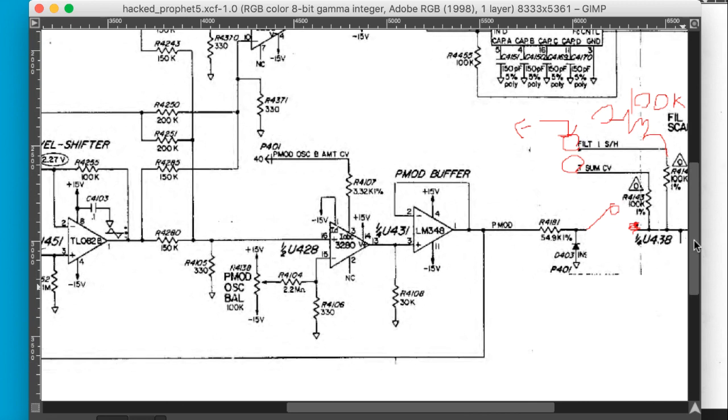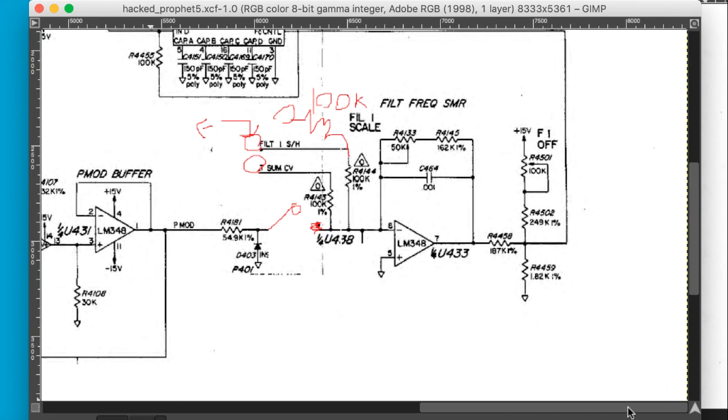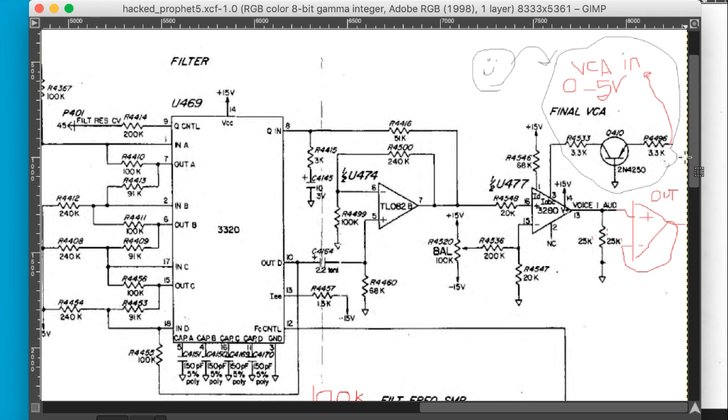Most of the other places we have OTAs. Let's see where else we have OTAs. So we have one that's being used as the VCA, where we're using a voltage to current exponential converter in a very, very basic form. This isn't something that you would be using in a voltage controlled oscillator.